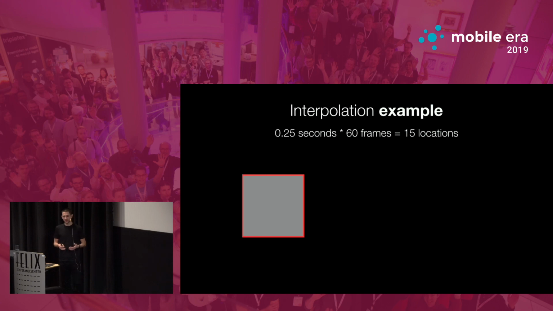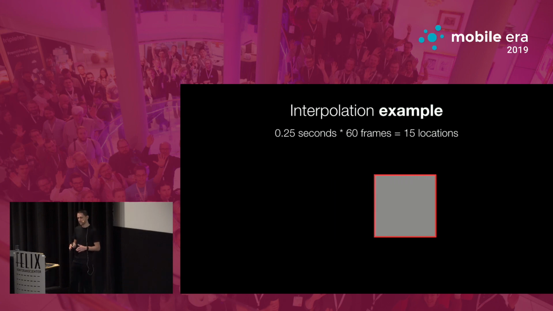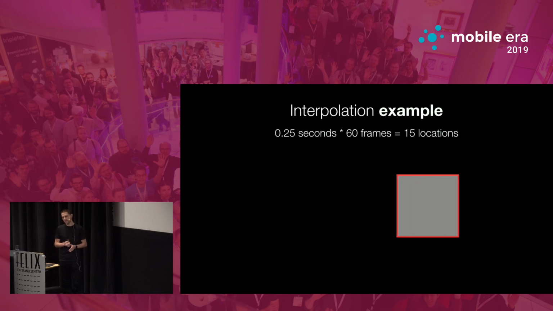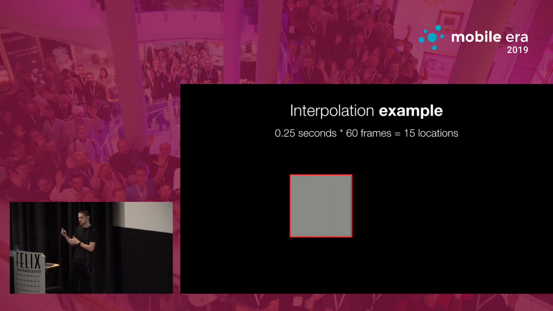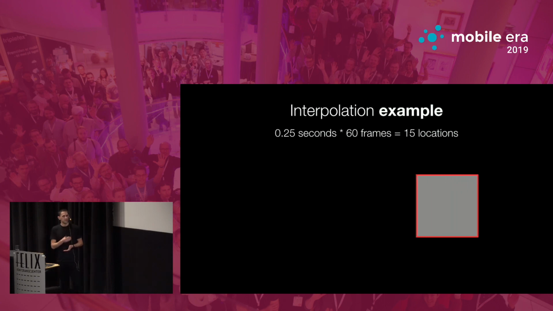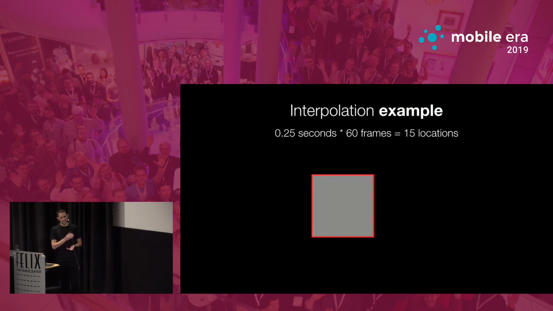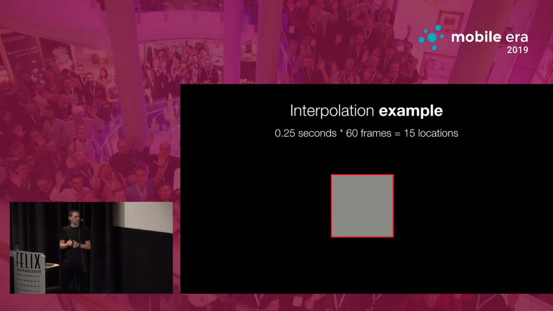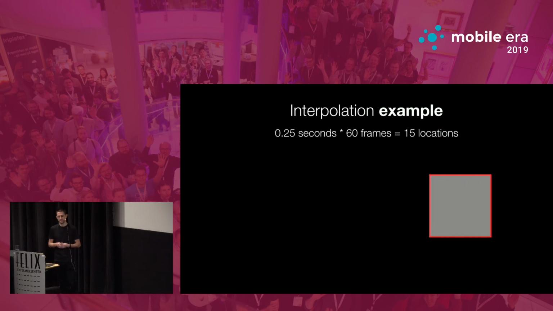And the typical refresh rate for our screens is 60 frames per second. Okay, now there is this new iPad which has 120, but for simplicity, let's talk about 60 frames per second. So if you want to animate this rectangle from one point to another in a quarter of a second, 0.25 seconds, that means with a 60 frames per second refresh rate, there are 15 locations together, and that includes the start and end locations, so 13 locations in between for this animation.